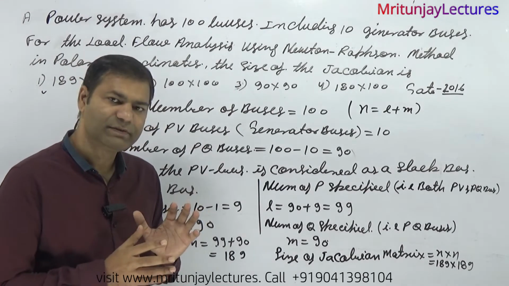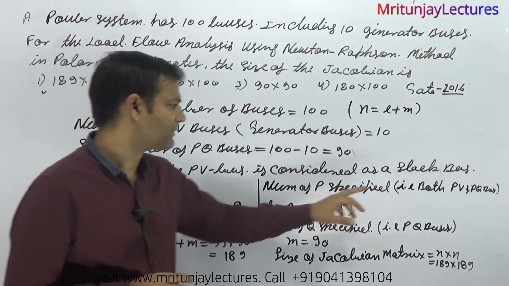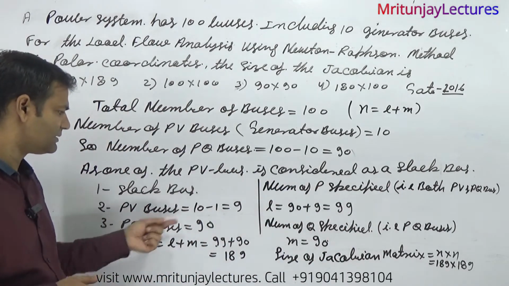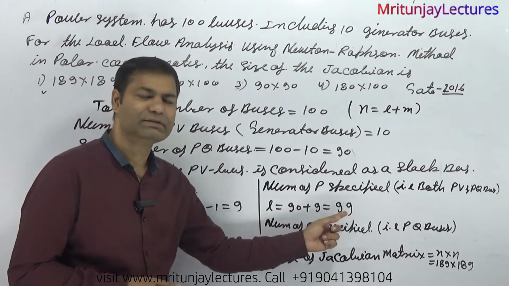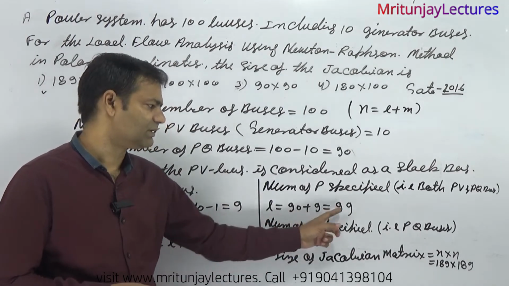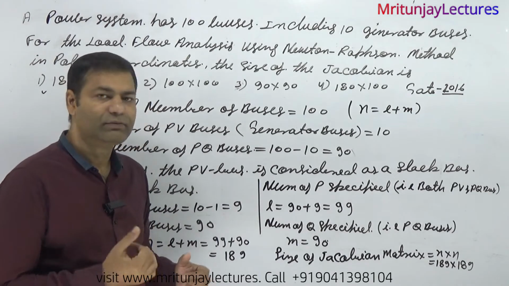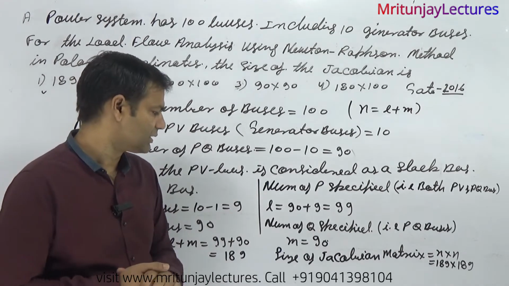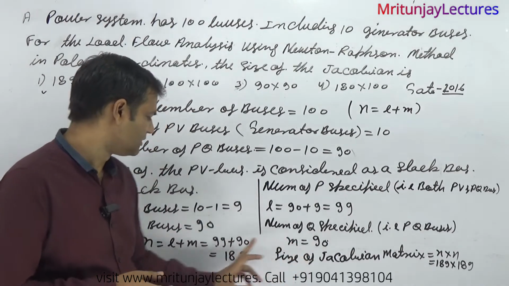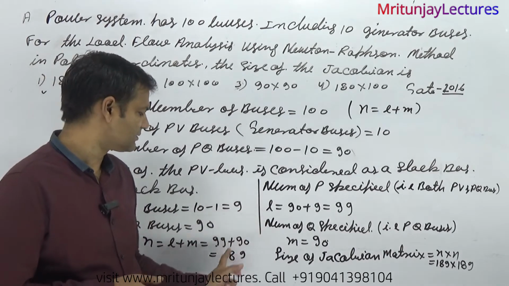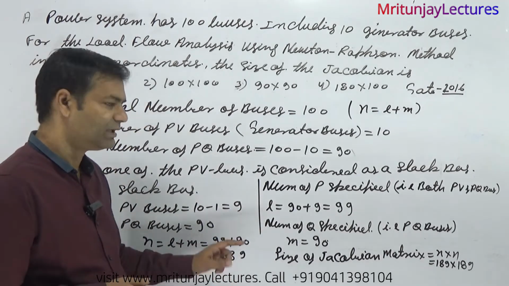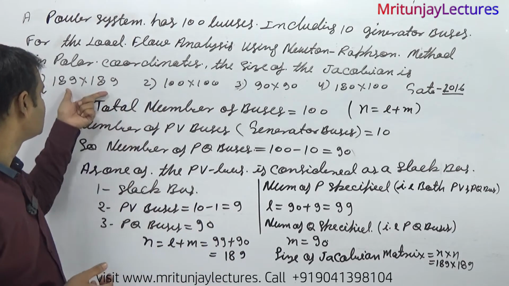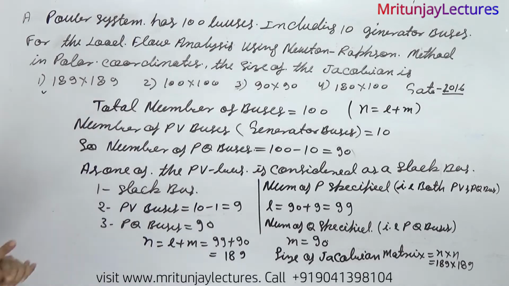Number of P specified means both PV and PQ buses, since P is specified in both. So 9 plus 90, that is finally 99. The number of Q specified is the number of PQ buses, that is 90, which is M. After adding both, we get 189. So the size of the Jacobian is 189 by 189, and the correct option is A.